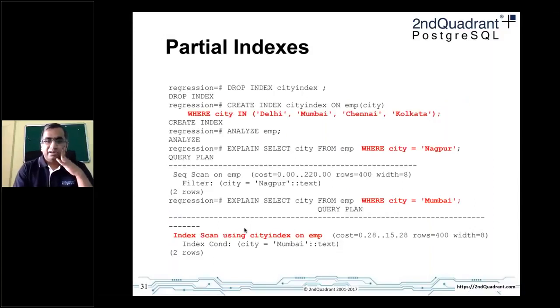And here is an example. Let's say you know that you are only going to query employees in 4 particular cities, and you don't care about rows with other city names. So you can create the same index on column city, but you can also add a where clause saying that only index rows if the city is in these 4 values. And once you do that, the index is still used when you query for one of those cities. Like in this case, if you query for city Nagpur, which is not indexed, the planner will do a sequential scan, whereas if you query for city Mumbai, it will do an index scan.